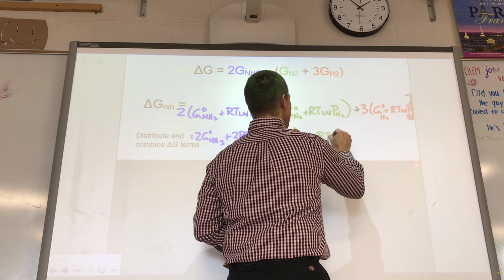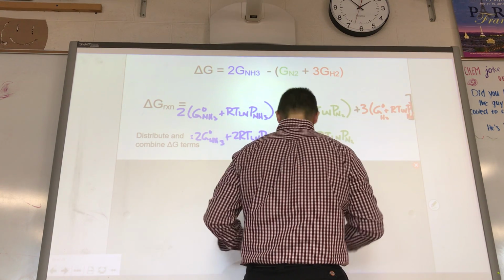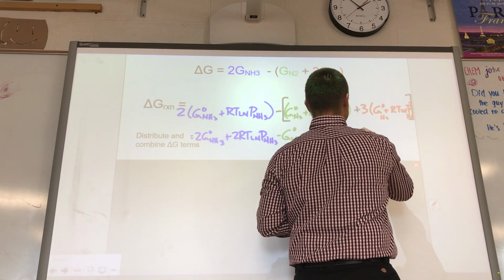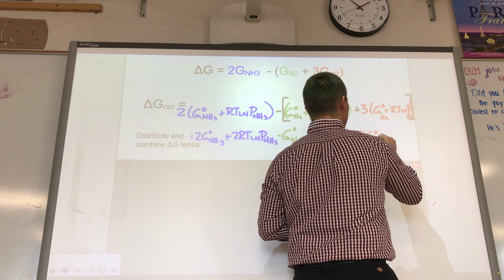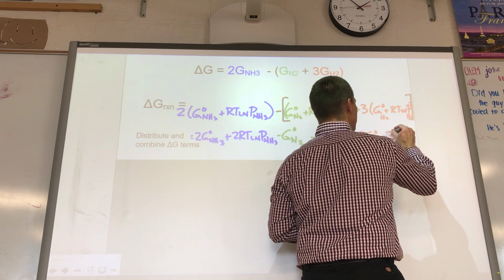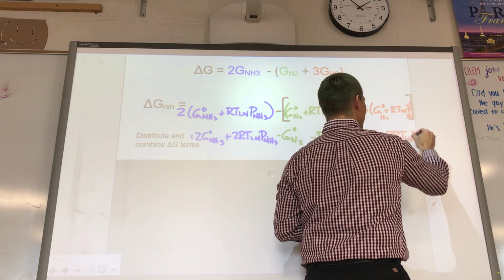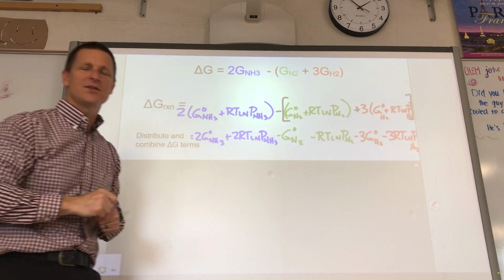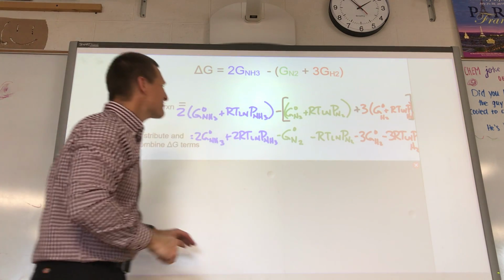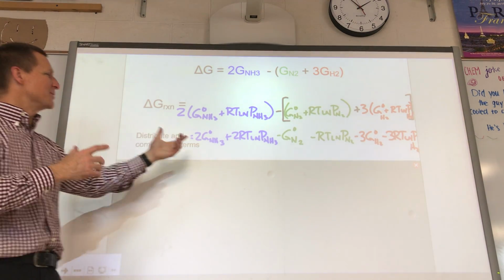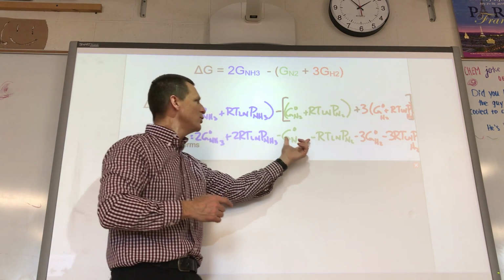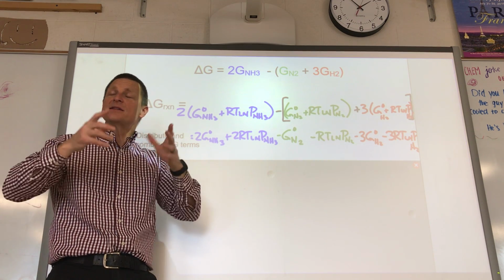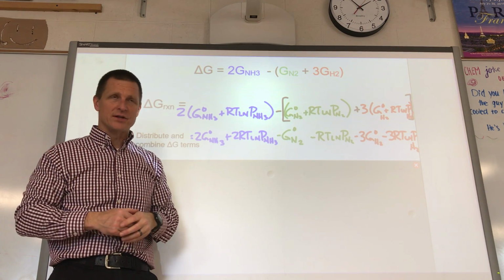Minus RT natural log of the pressure of N2. So I'm going to distribute the negative sign from there and the 3 from there. So it's going to be minus 3 standard G of H2 minus 3 RT ln of the pressure of H2. Okay, well, there's that. It also says to combine your G terms. I got 3 G terms. 1, 2, 3. Notice how my G terms are G with a little naught sign on them. Remember what that means. That's standard free energy.